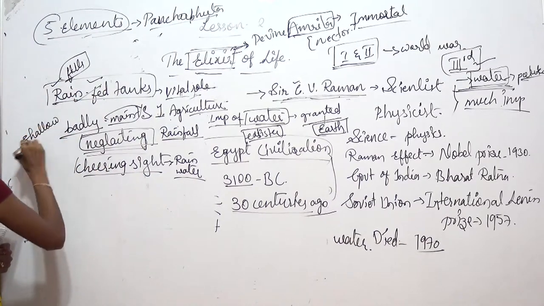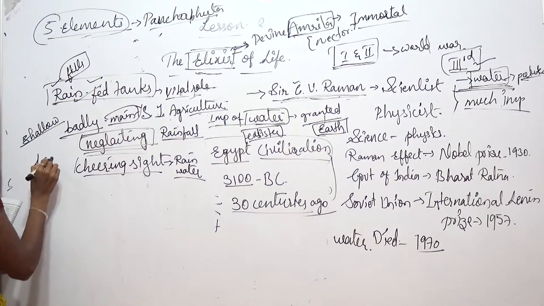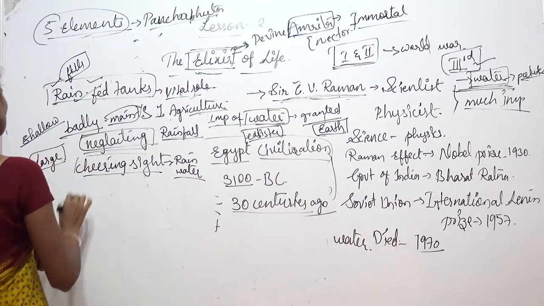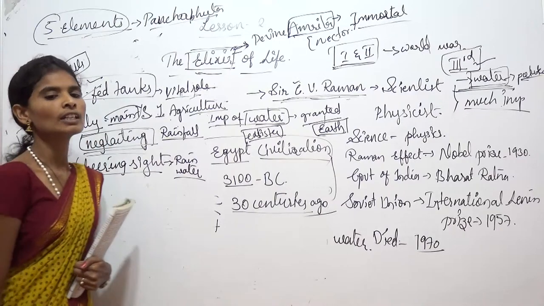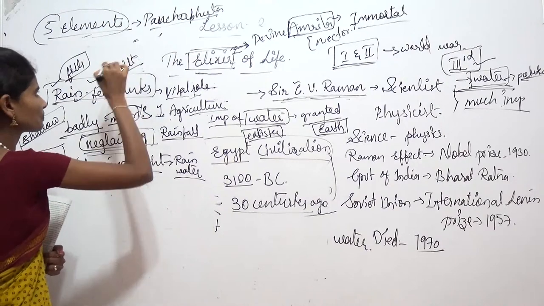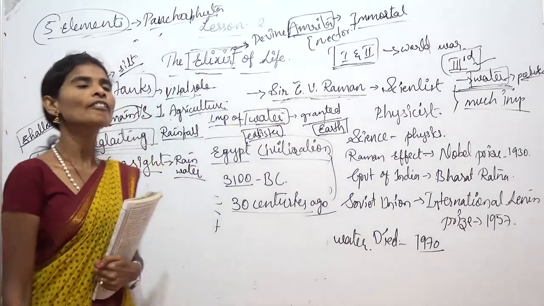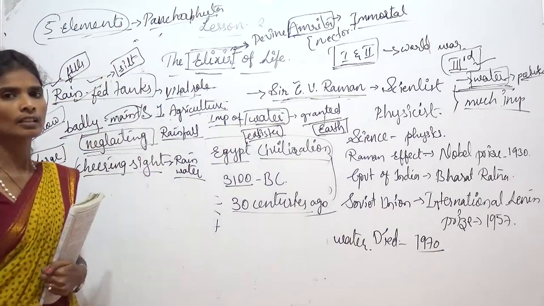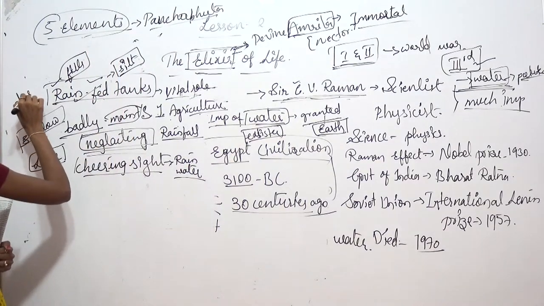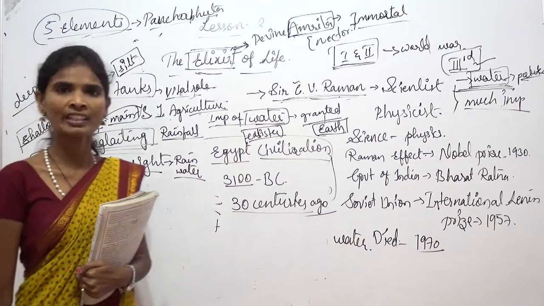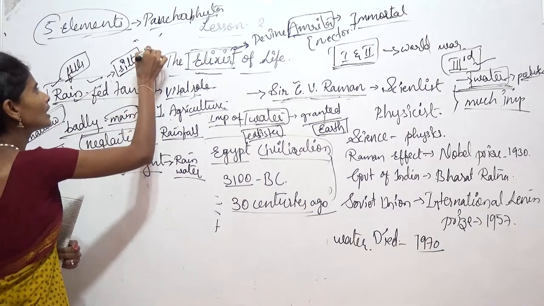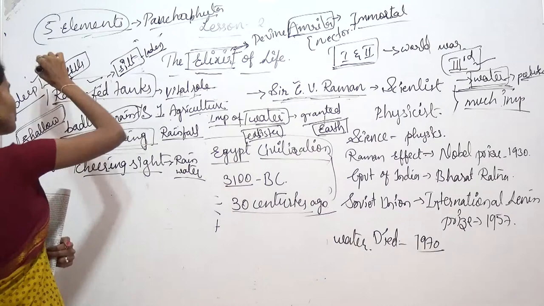Of course, some are pretty large. Not every tank was large, but some are large in size. Almost all the rain-fed tanks were shallow, and they were filled with silt along with the rainwater. Because of this silt, it looks like it is deep, but actually it is not deep. It is just shallow.